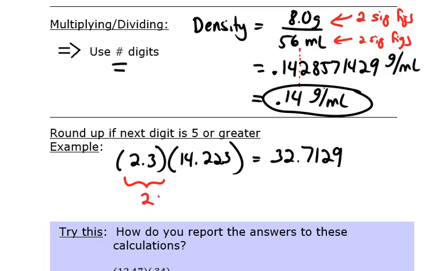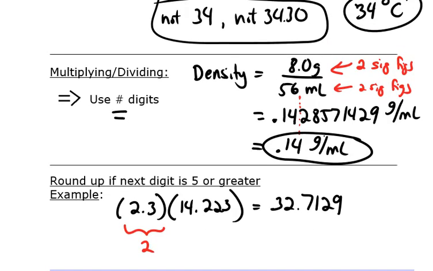2.3 is 2 digits. And 14.223 is a total of 5 digits. So your answer is going to use whatever has the fewest. We're going to use 2. Alright, so we take our answer, we draw a dotted line after 2 digits, but then we notice the next one is 7, which is 5 or greater. So we're going to need to round up when we report 2 digits. So we're actually going to report that as 33 for the answer.